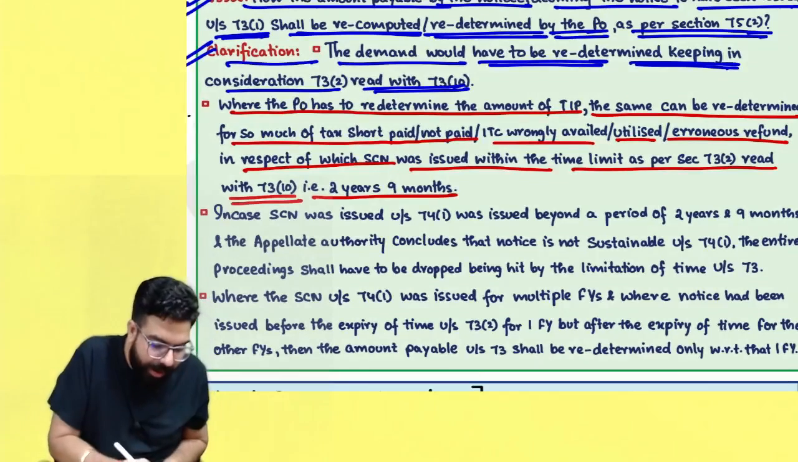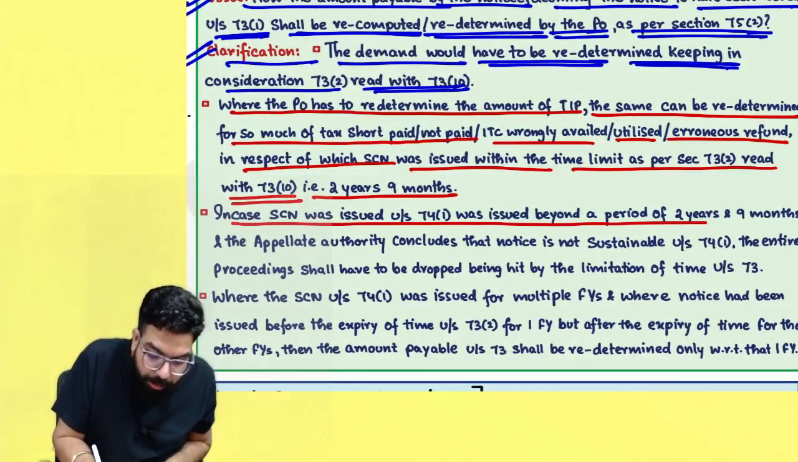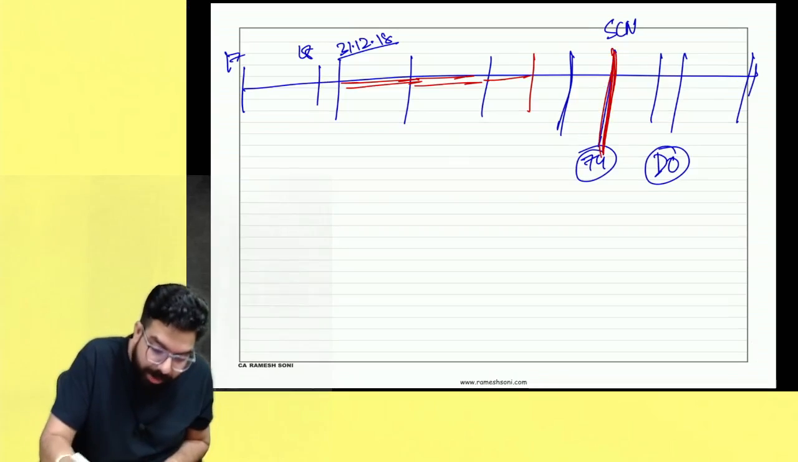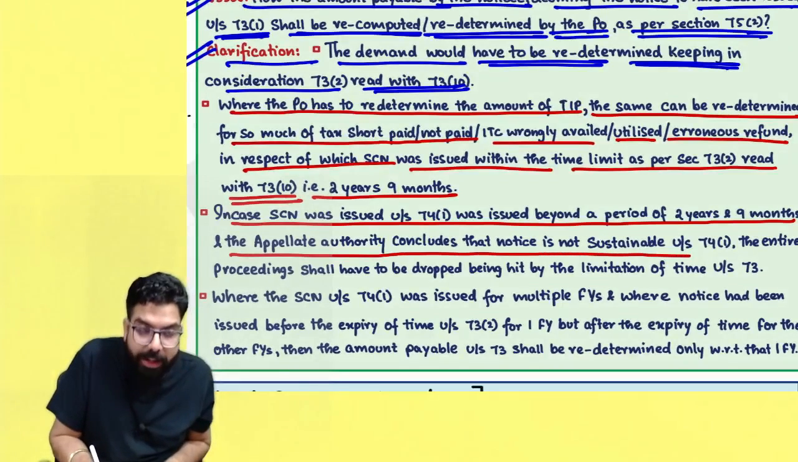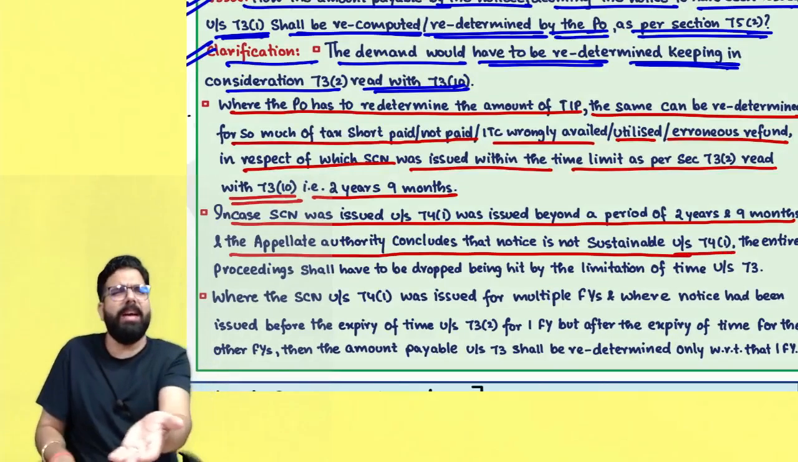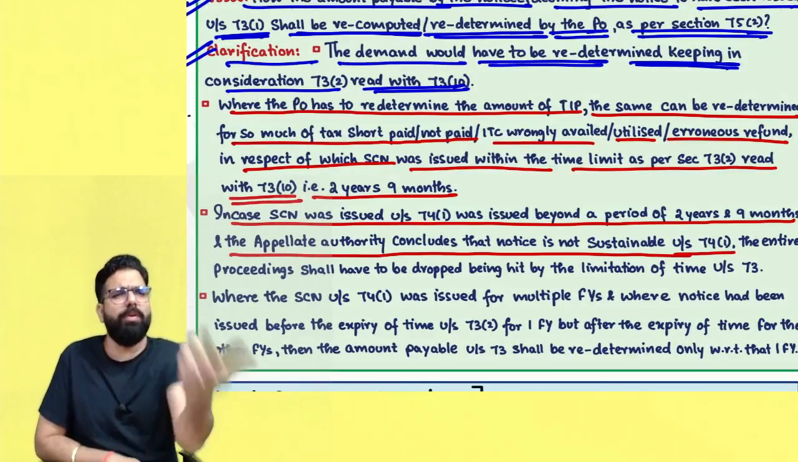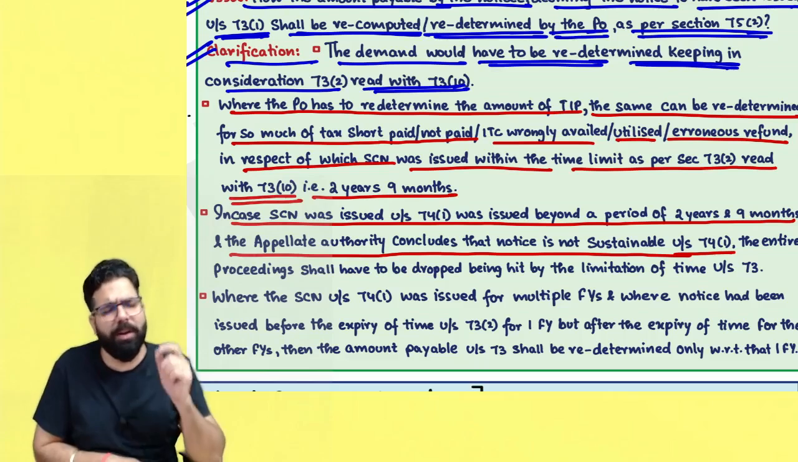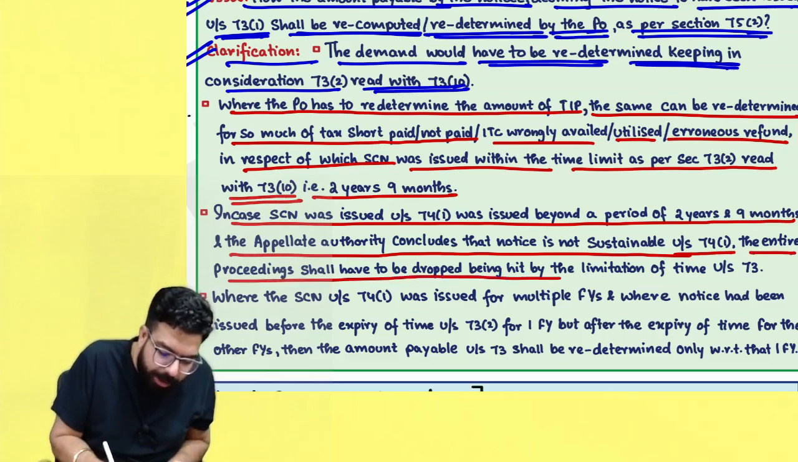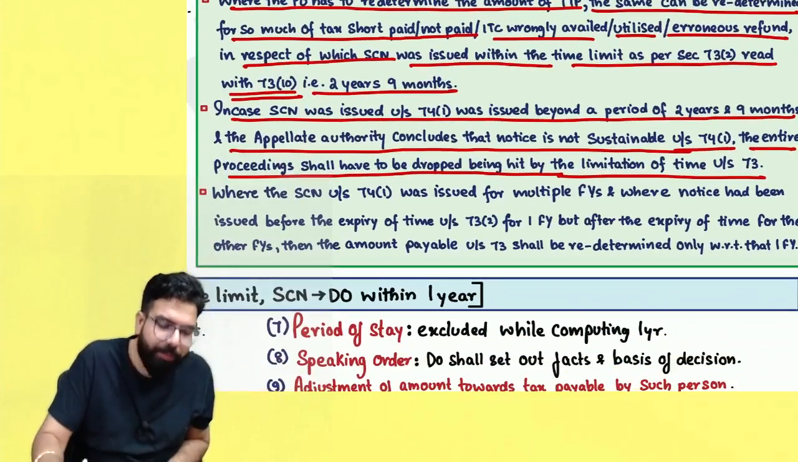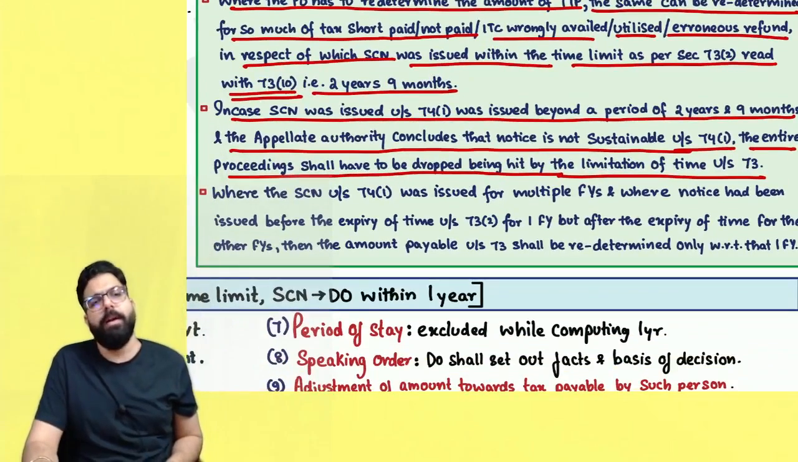And hence they are telling, in case the show cause notice was issued beyond a period of 2 years 9 months, which is the scenario here, and the appellate authority concludes that the notice is not sustainable under section number 74, that the 74 show cause notice you gave and the demand order you determined, this person is not a fraud, then in this scenario the entire proceeding shall be dropped, hit by the limitation of time under section number 73.